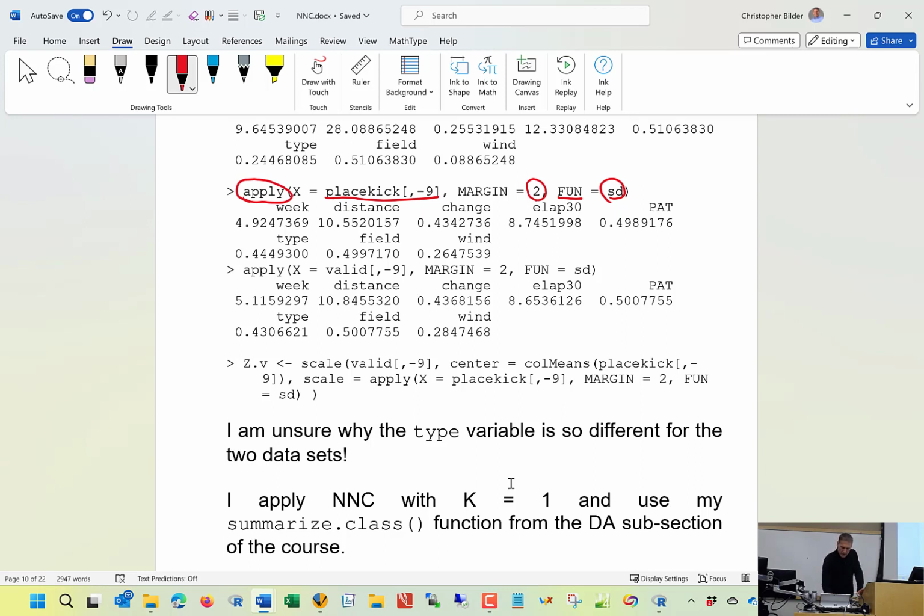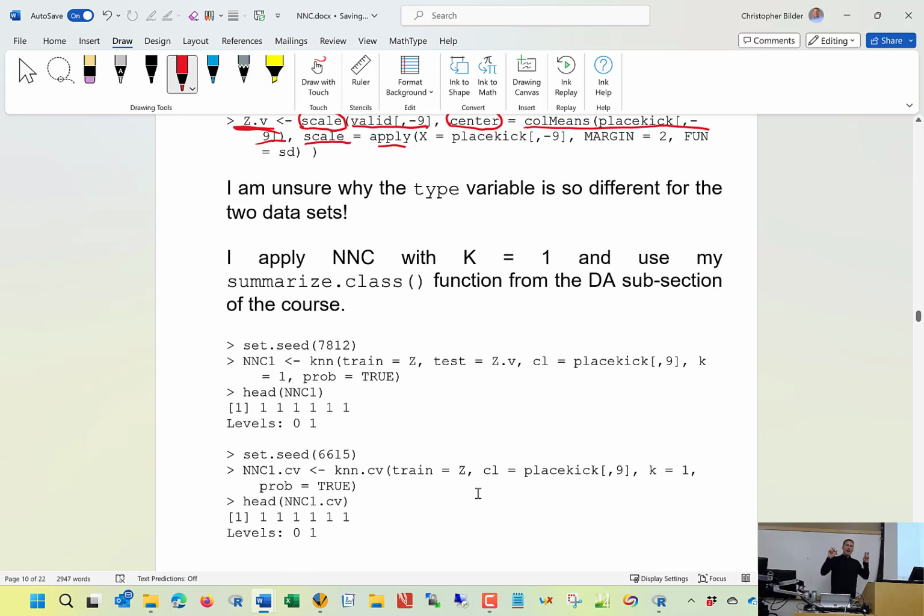And so when I now use the scale function to find my standardized values for my validation data set, I modify the code from what I've used before. I still put in my validation data set, but now I use an argument called center, and that's where I put the means from the training data set. I also have an argument called scale, which corresponds to the standard deviations. And so that's how I can standardize my validation data.